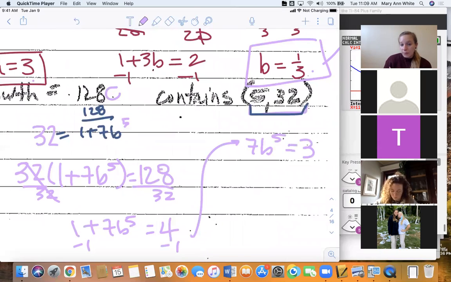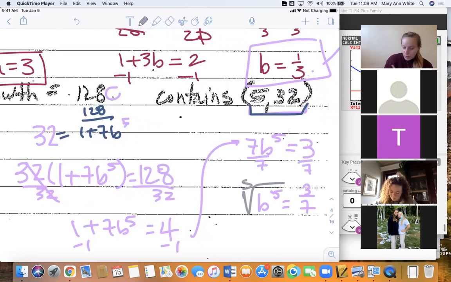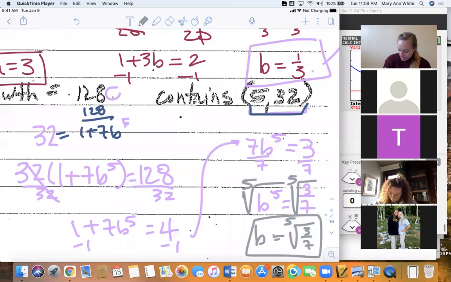We can't do anything with that 5 until we get B by itself, so we're going to divide by 7. I already previewed that this was going to be kind of funky. We're going to 5th root it. So whatever power we have, we do that root. Since I've got a 5th power, I'm 5th rooting. So B equals the 5th root of 3 over 7. That's so ugly. I don't need us to rationalize that denominator. It's going to be fine.